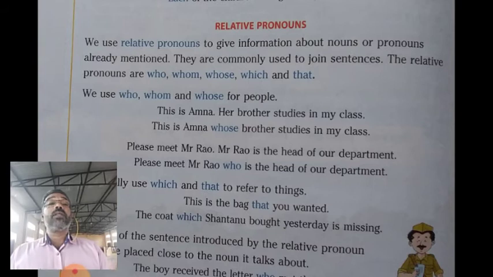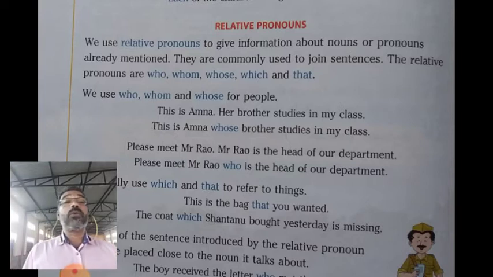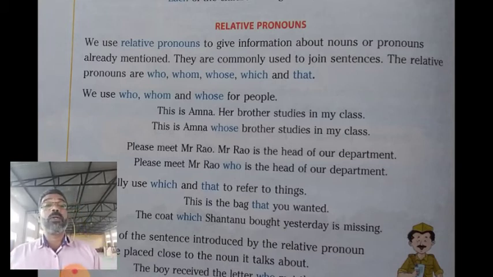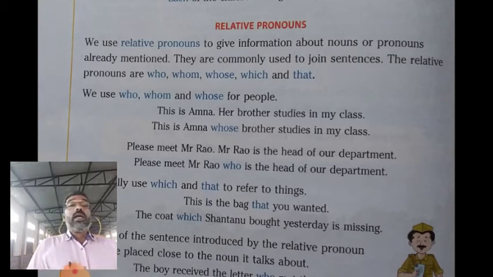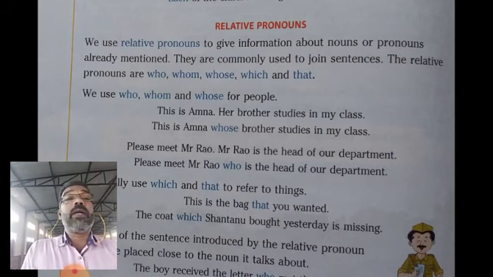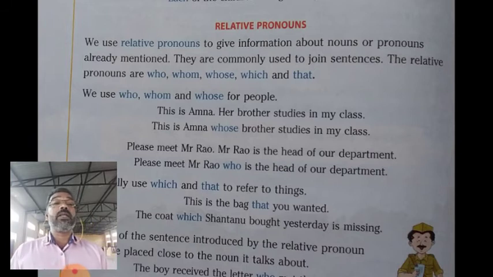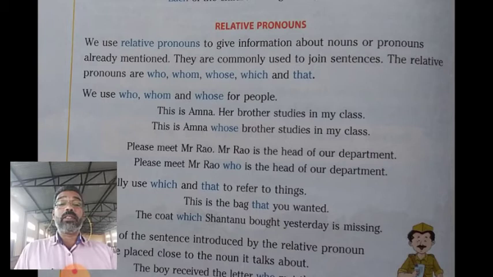Among these five relative pronouns, the first three, who, whom, and whose, are used for people. Examples: this is Amna. Her brother studies in my class. Two sentences. This is Amna, first sentence. Her brother studies in my class. Second sentence. Now we join these two sentences with a relative pronoun whose.